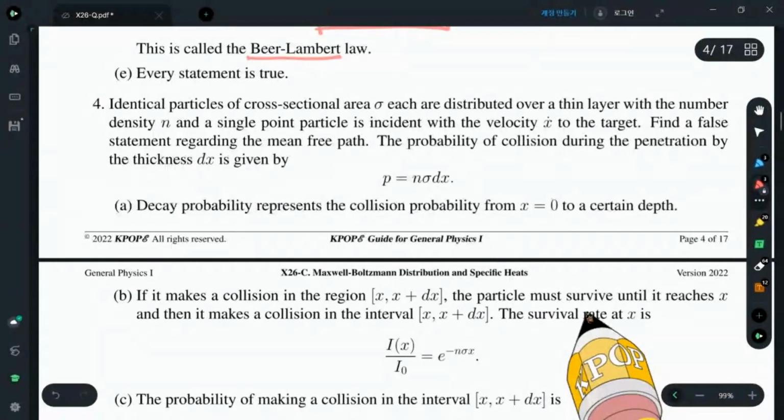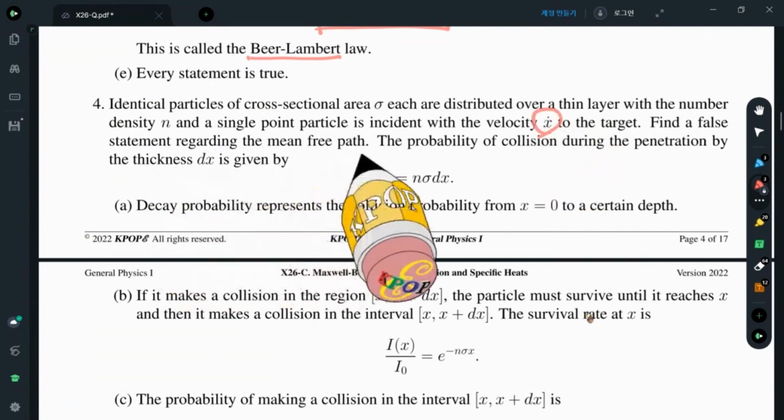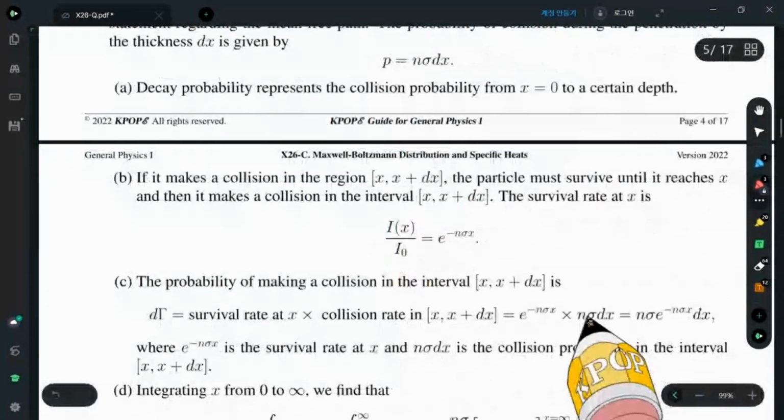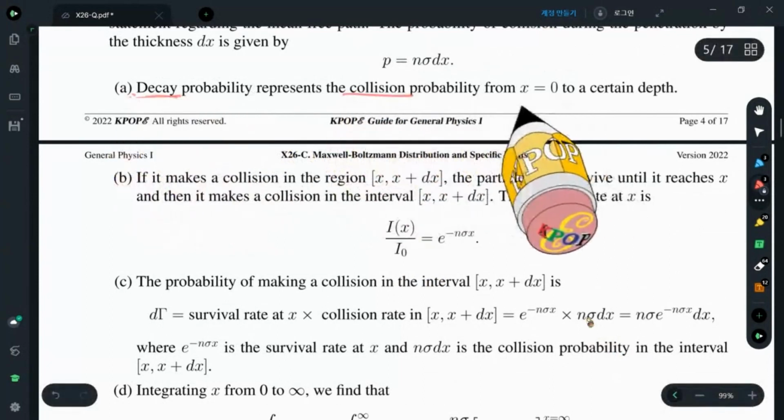Let us continue to study this one. Identical particles of cross-sectional area sigma each are distributed over a thin layer with the number density small n, and a single point particle is incident with the velocity x dot to the target. Now we have velocity. Find the false statement. The decay probability represents the collision probability. Decay means collision.